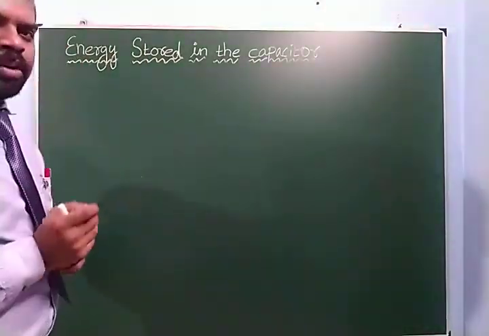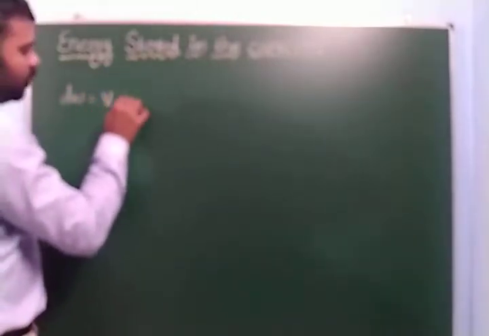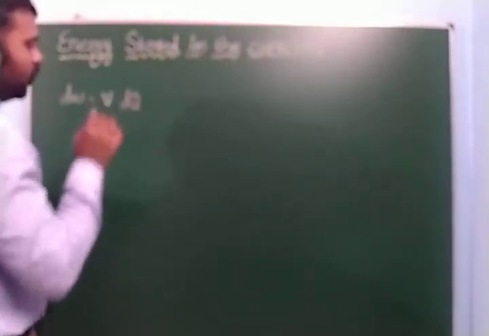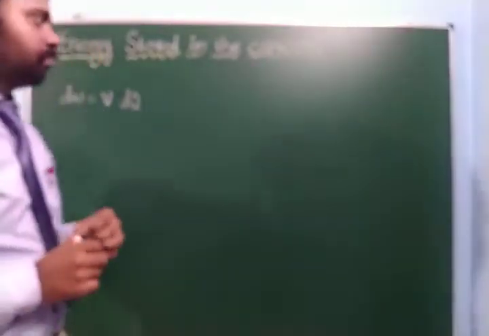அப்போ ஸ்மால் ஒர்க் டன் நம்ம அங்கே கொடுக்குறோம். அது எவ்வளோ ஒர்க் டன் கொடுக்குறோம் அப்படின்னா dW is equal to V dq. Here V is the potential difference, which is a constant term.